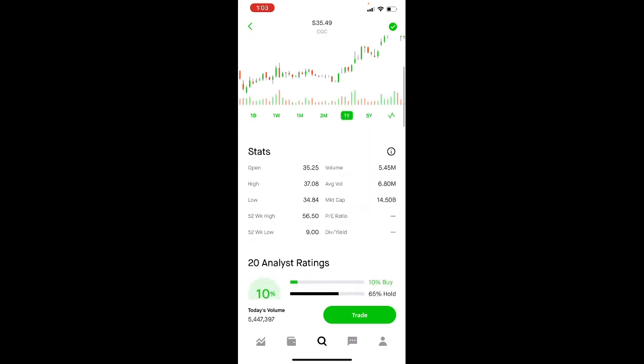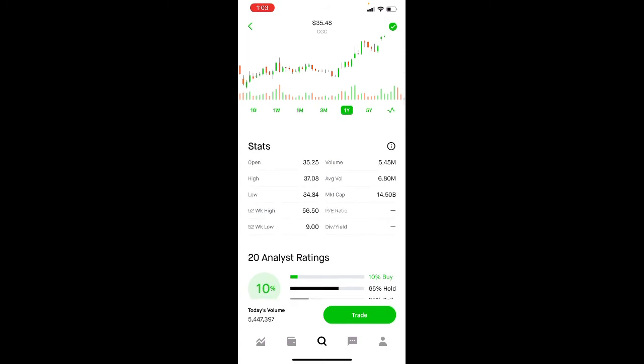Typically, Robinhood is good about having that data if it's available. Most of the time, these are publicly traded companies, so that data will be there because it is published.